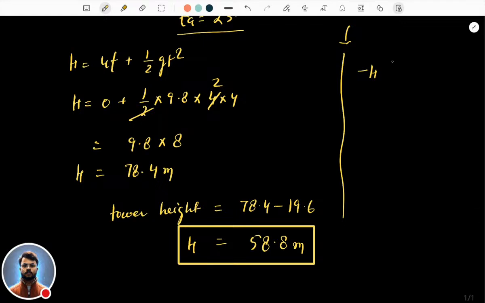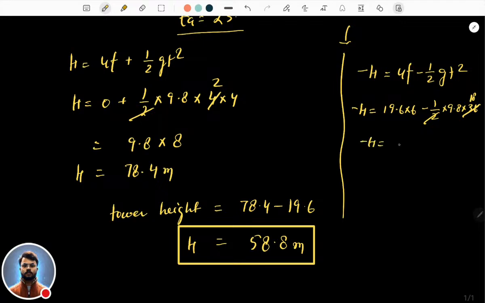All right, so h is equal to ut minus half gt square. So minus h is equal to, what is u? That is 19.6 into 6 minus half into 9.8 into 36, right? 6 square, that is 36. All right, so 2 cuts it 18 times, and solve this equation.